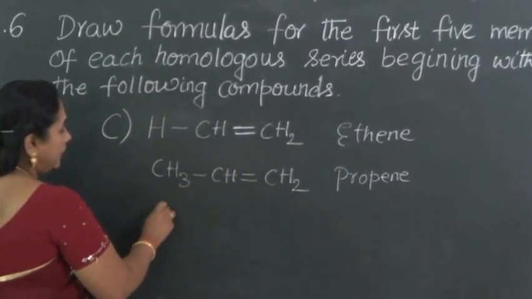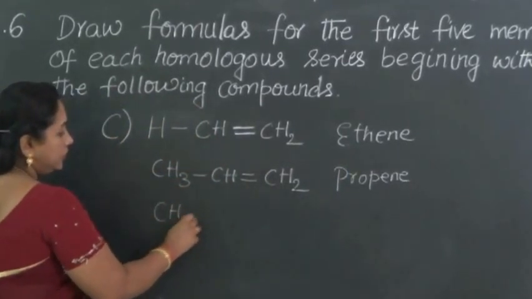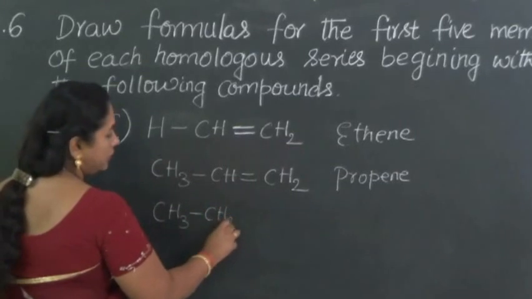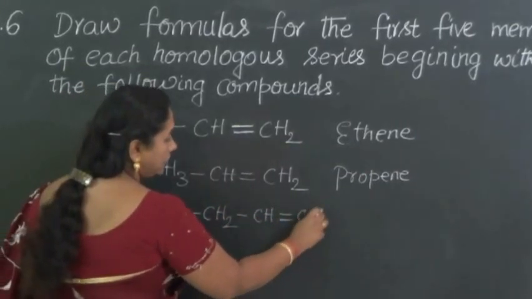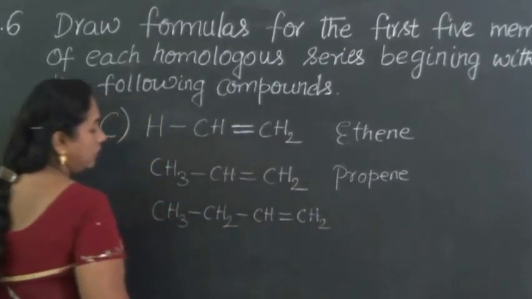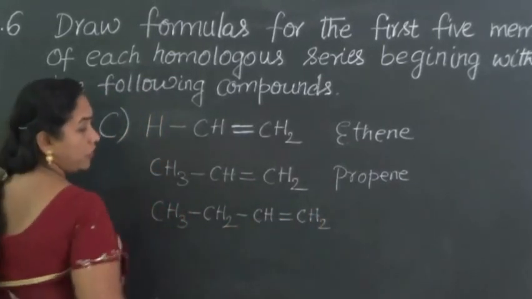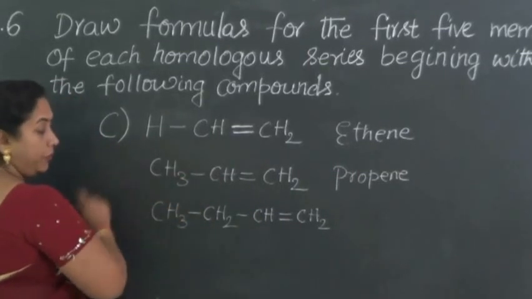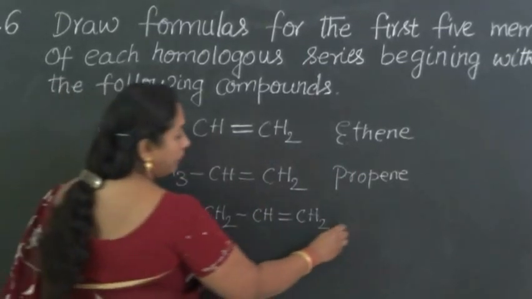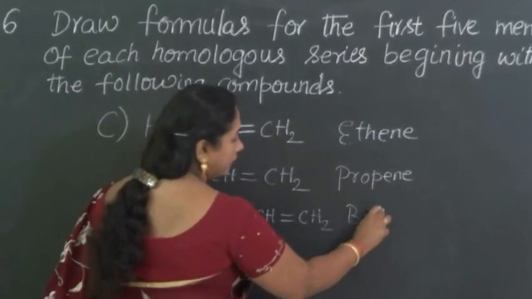Next higher member: CH3 CH2 single bond CH2 double bond CH2. 1, 2, 3, 4. We will get this member by adding a CH2 to propene. The name of this compound is butene.